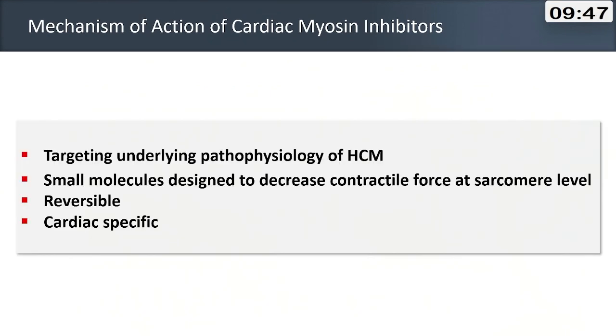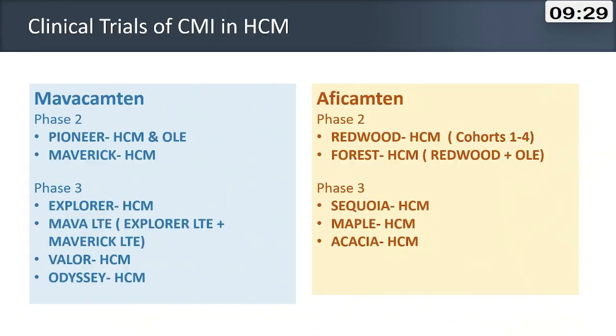The interesting thing about cardiac myosin inhibitors is that they target the underlying pathophysiology of HCM, they are reversible, and they are cardiac specific. The last point is quite important because this gives them a low probability of causing unwanted non-cardiac side effects. Mavacamten is the first-in-class cardiac myosin inhibitor, and aficamten is the next-in-class cardiac myosin inhibitor. I'm going to discuss some pivotal trials on each.